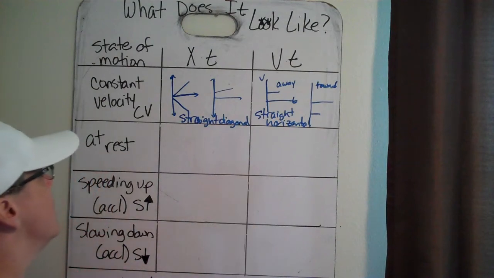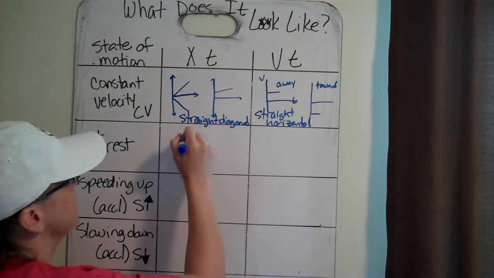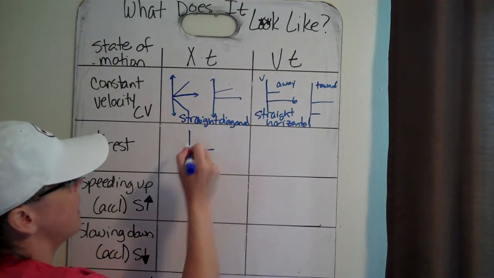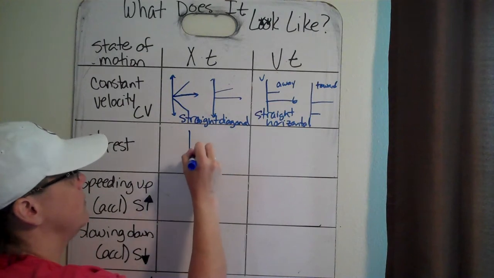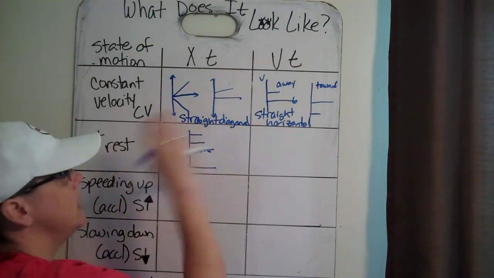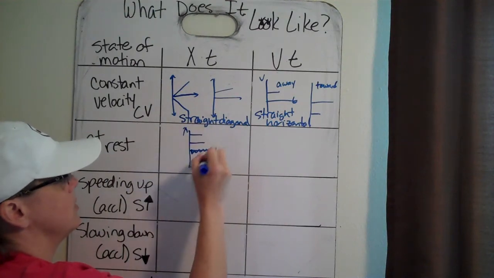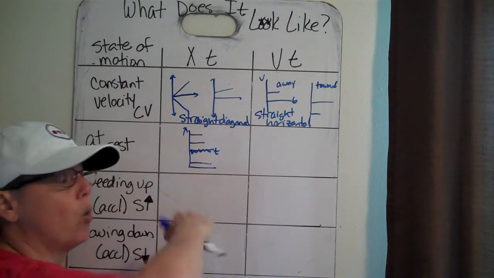Okay. When we have an object at rest, you guys are well aware that it doesn't matter where we place the line on our position time graph, as long as it's straight. It can be here, it could be up here, it can be way down here, it can be in any of these places on a position time graph. But what we know is that it has to be a straight horizontal line.